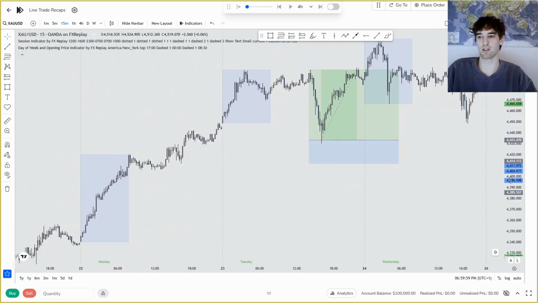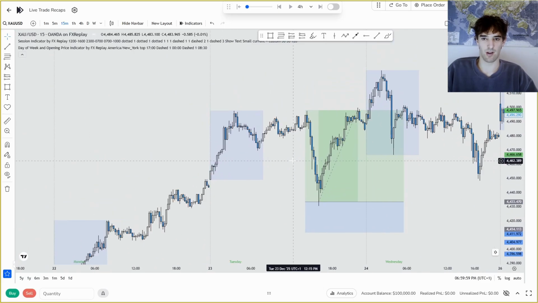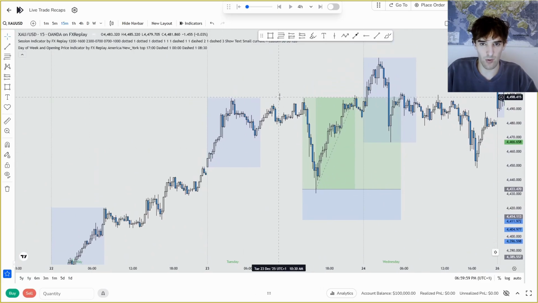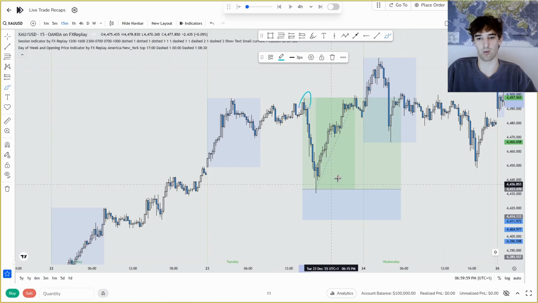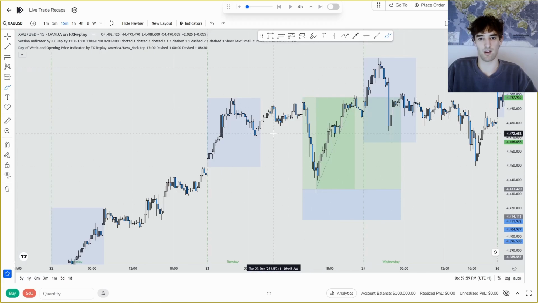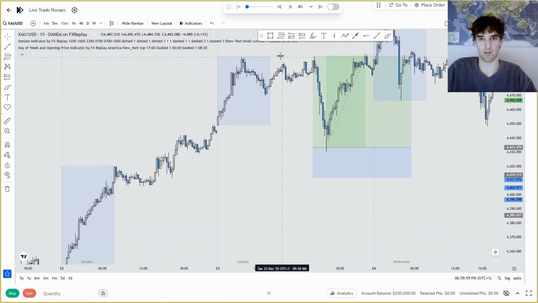Okay, so another clean example of the Asia sweep. In this case, we almost invalidated the idea, but we just did not sweep this high. So if we had swept this high, then I would not have taken this, but we didn't, so I still took it. My stops were below this swing low.